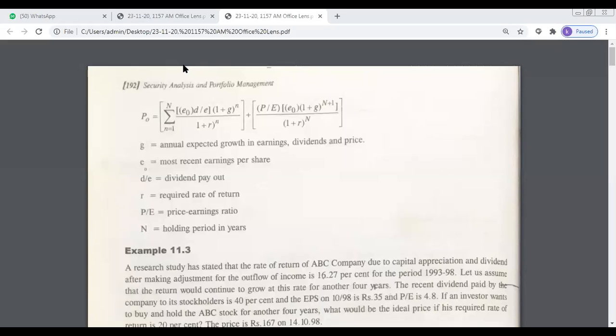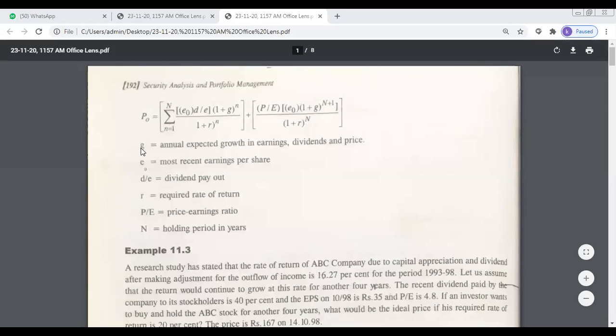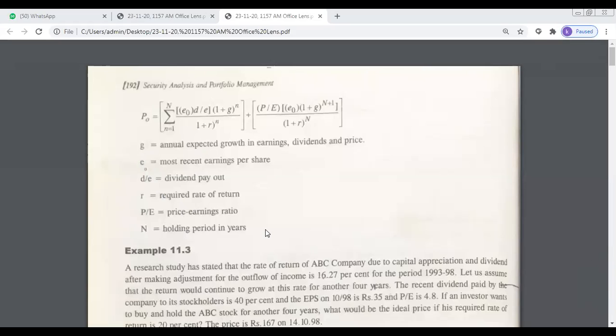Gone through it? Yes, sir. After going through this, please understand the notations. What do you mean by the letter G? What do you mean by E naught? What do you mean by D by E? All these are the notations for that formula. Please note the notations also, or go through the notations also.